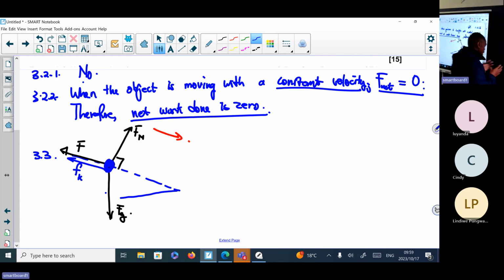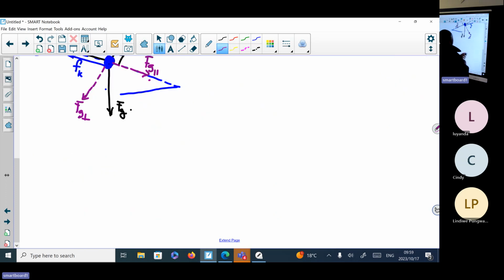Now, this is a picture that will help us to calculate the magnitude of the applied force. But before we do that, we need to draw the components of the gravitational force: Fg perpendicular, because it's perpendicular to the surface, and Fg parallel, because it is parallel to the surface. And we are going to apply the fact that the net force acting on this object is 0, since it is moving with a constant velocity.